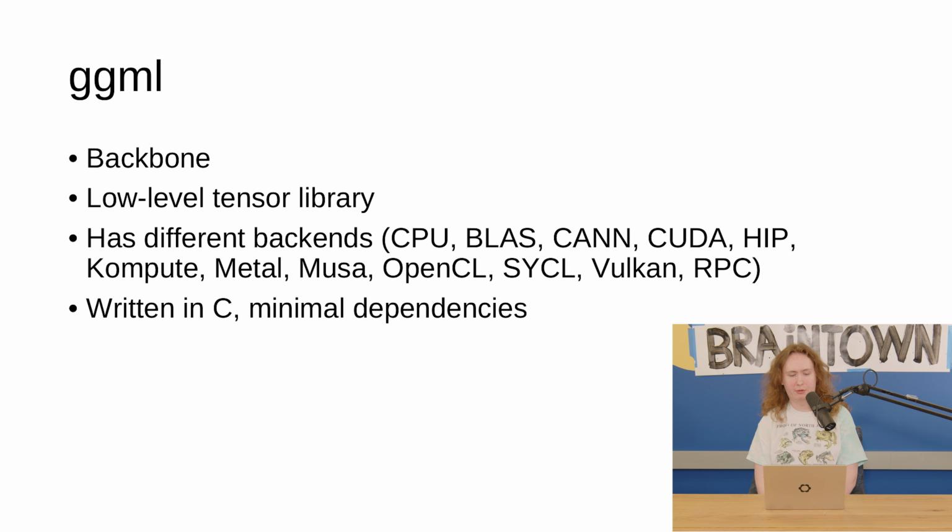So GGML is a low-level tensor library written in C. It supports various backends. It has minimal dependencies, and it's flexible enough that you can implement any kind of model with it. So not just Llama models, not just language models. And so I became interested in using it for my own models.